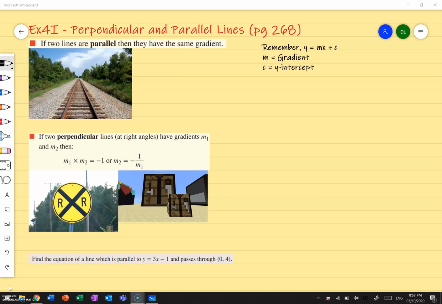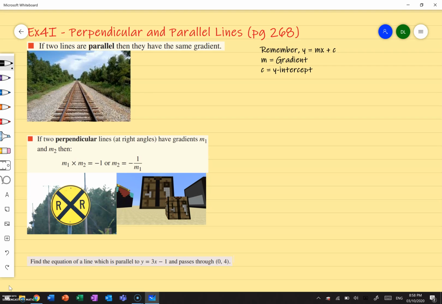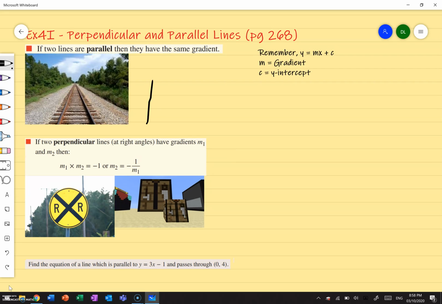So if two lines are parallel, and I've ripped this straight from your textbook, if two lines are parallel, then they have the same gradient. Now, in real life, there are many, many reasons why things need to be parallel, right? So for example, railroad tracks, it looks like they're going towards each other in the image, but in real life, we know that the railroad tracks will never touch, okay? So those railroad tracks are parallel because they will never touch. They're at the same angle no matter where you look at it from, okay?